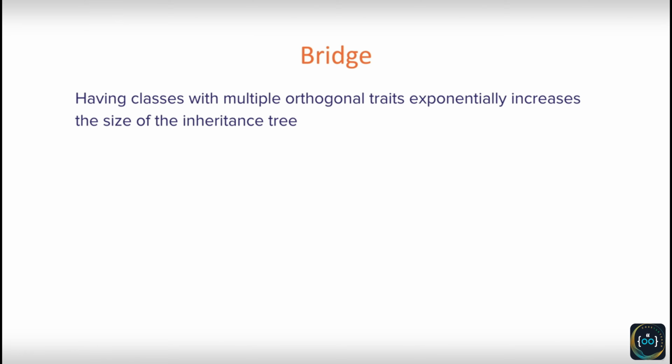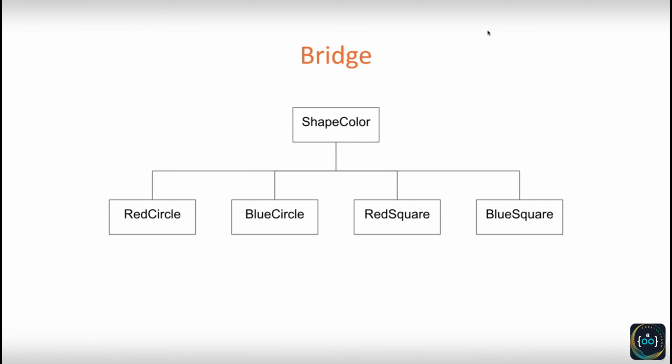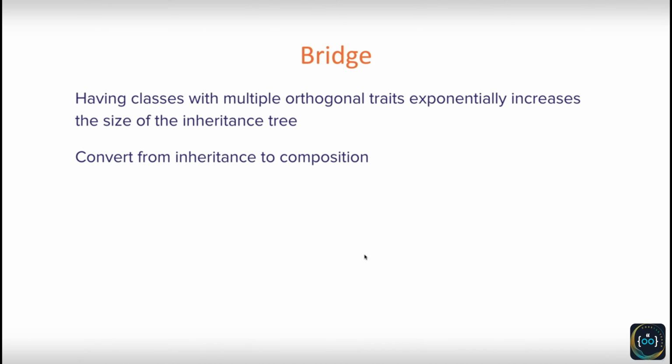Okay, so having classes with multiple orthogonal traits, multiples of these components, exponentially increases the size of the tree, right? So the more we have dimensions here, the more we have permutations down below. At its most basic, the bridge pattern converts from inheritance to composition.